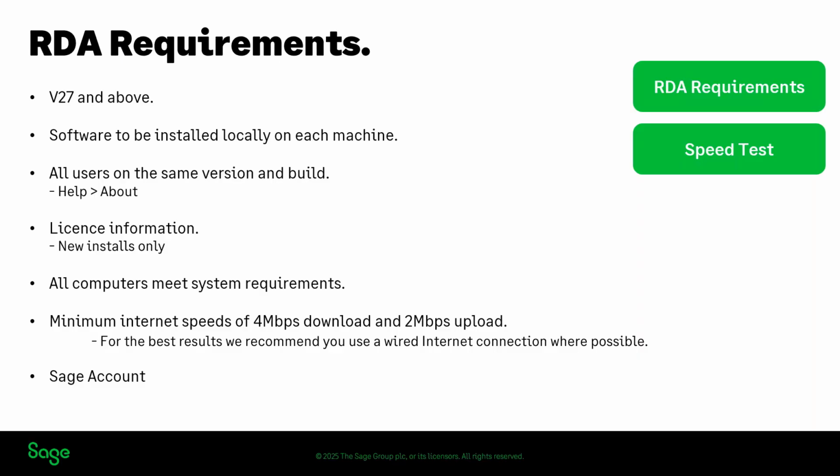So we'll go through the requirements. As I've already mentioned, you need to be on version 27 or above. Your software needs to be installed locally on each machine. All users must be on the same version and build. If you want to find that out on the original machine, you can go to Help in your software and then into About. You will find your version number in the top left.